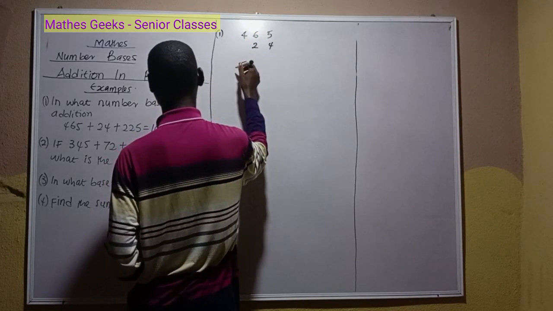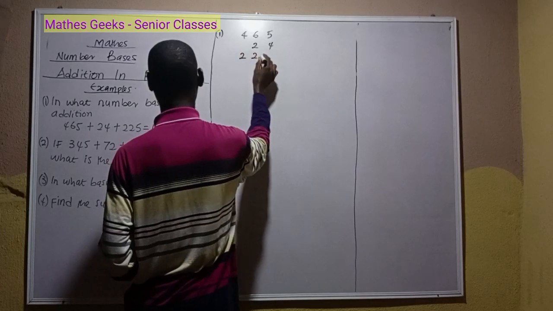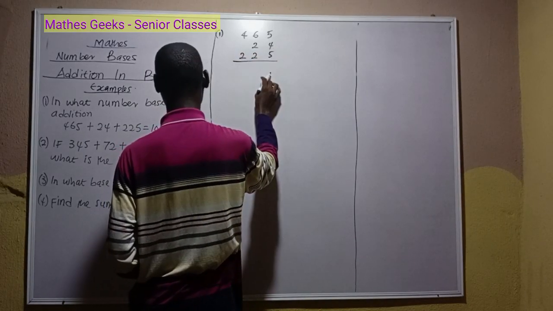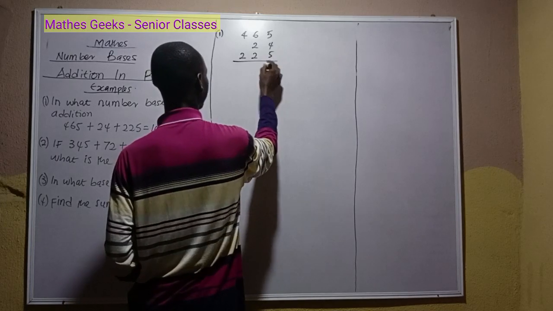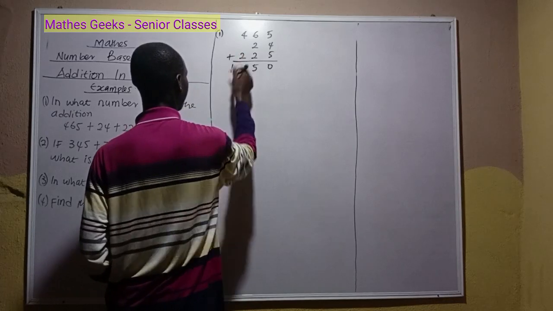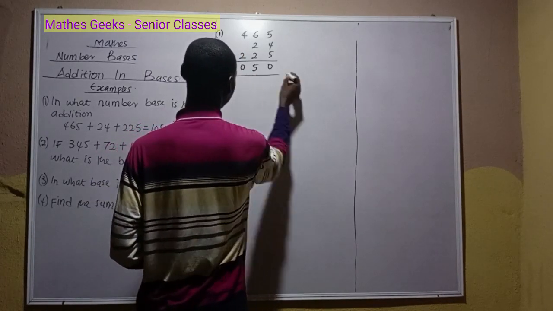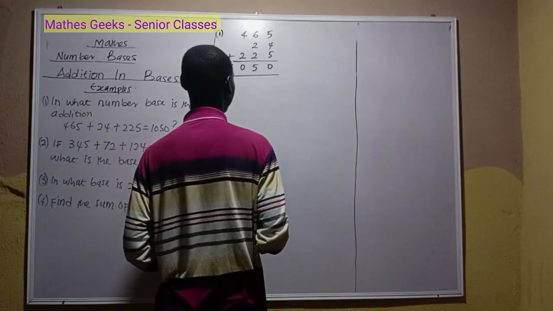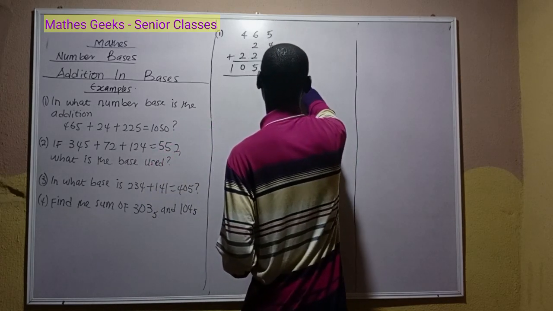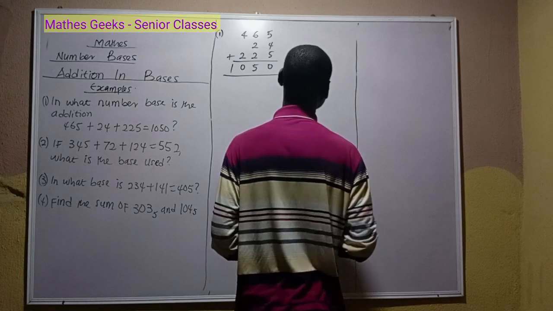So what we have is 465, 24, and 205 equals 0, 5, 0, 1. Okay, so the first thing I'm going to do is add 5 plus 4 is 9, 9 plus 5 is 14.